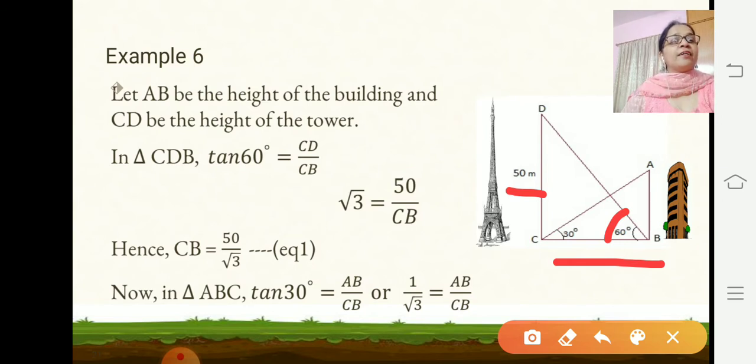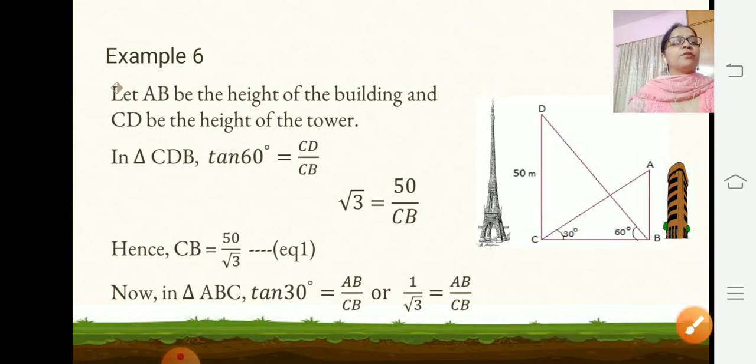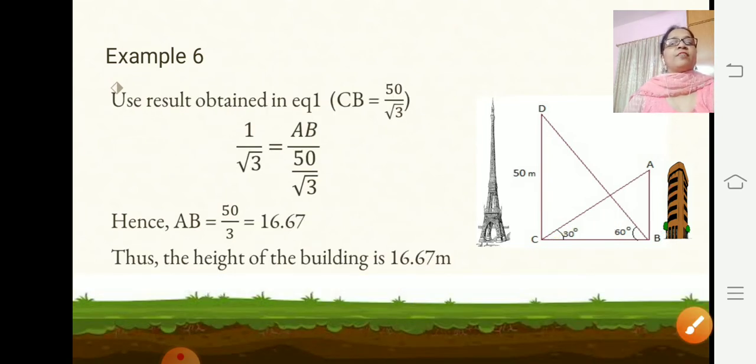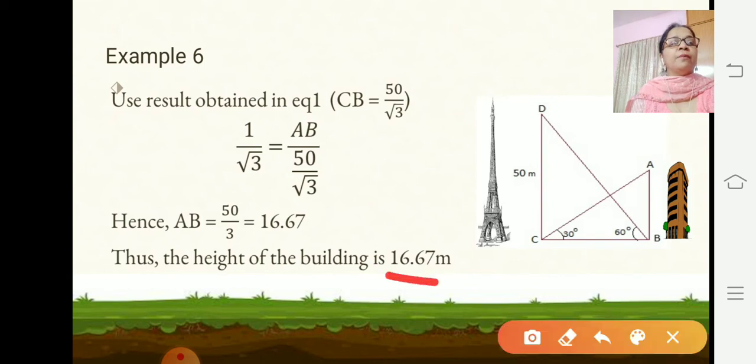Now you go to the triangle ABC. In triangle ABC, tan 30 will be equal to AB by CB. So 1 by root 3 is equal to AB by CB. CB you have already got as 50 by root 3, which you will substitute. So we are substituting CB 50 by root 3 in the previous equation to find out the measurement of AB. AB is the height of the building. So once we get AB as 16.67, that is the height of the building.